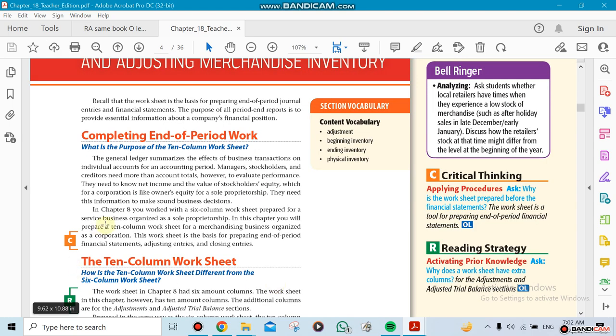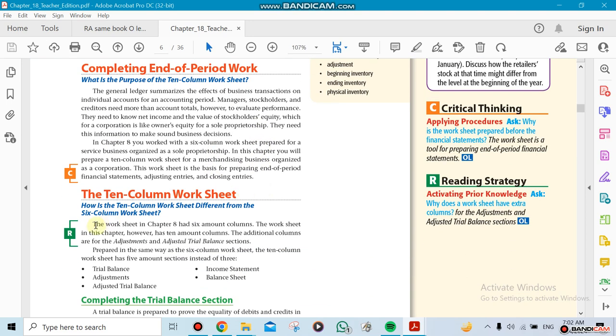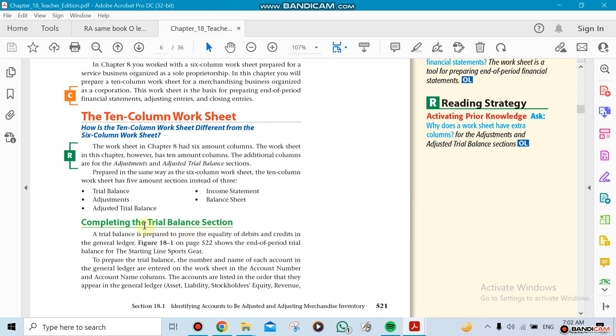Okay, now, this is how it's going to start. We're going to start by completing end of period work. So now we're done with our work. We need to complete it. So by completing it, we need to create something called the 10 column worksheet. The 10 column worksheet, remember, has a trial balance, adjustment, adjusted trial balance, income statement, and balance sheet. Now, those are 5, and they need to be multiplied by 2, because each one of them has a debit and credit in it.